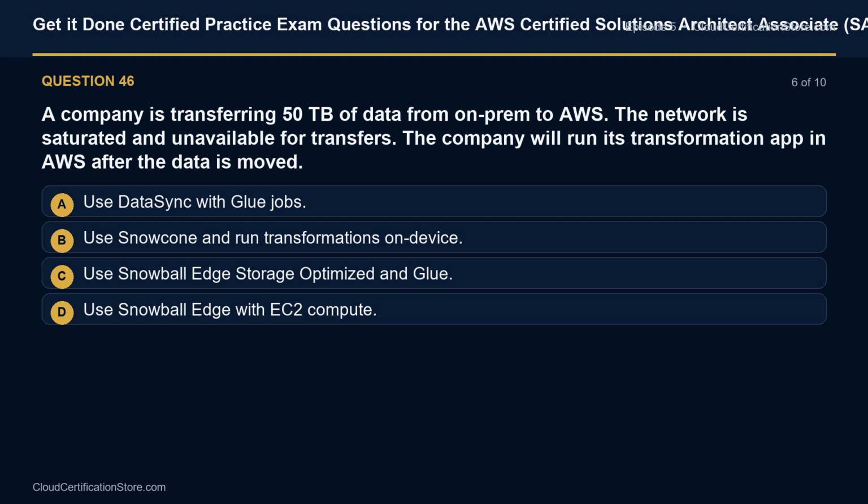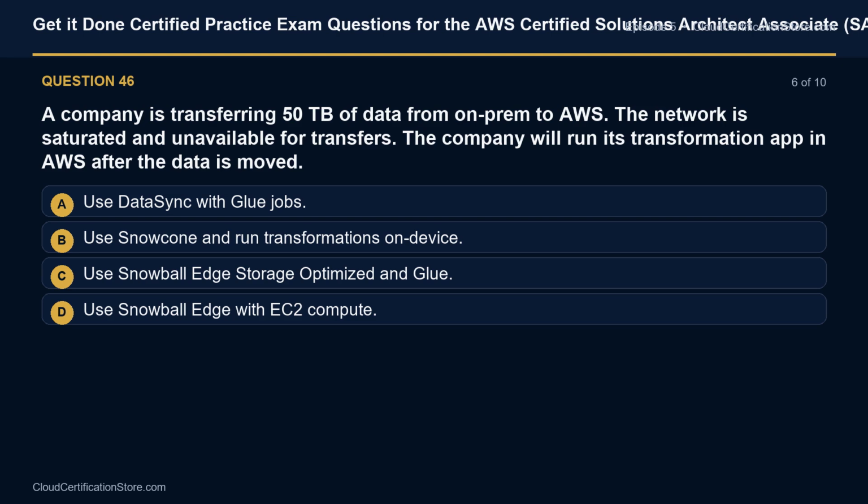Question 46. A company is transferring 50 TB of data from on-prem to AWS. The network is saturated and unavailable for transfers. The company will run its transformation app in AWS after the data is moved. Option A, use DataSync with Glue jobs.